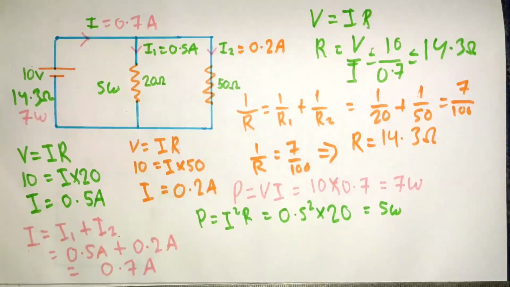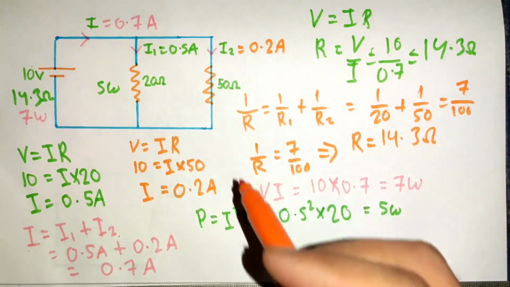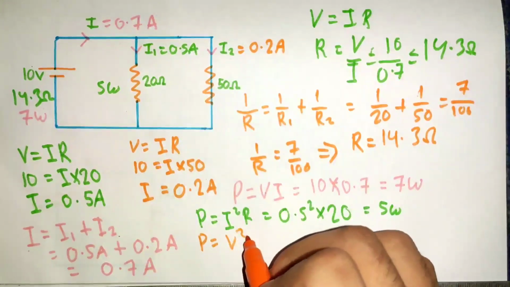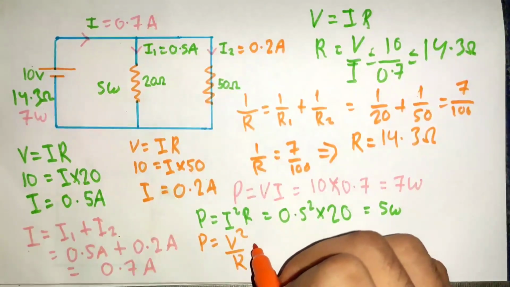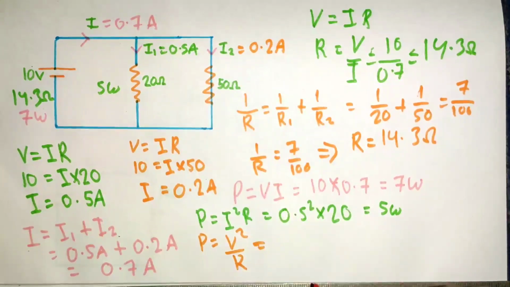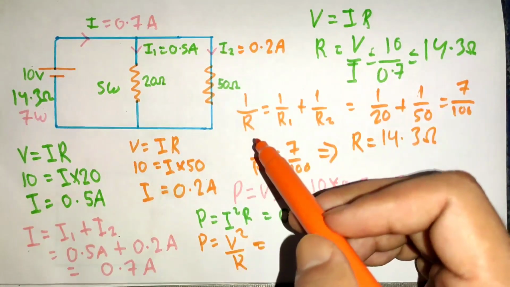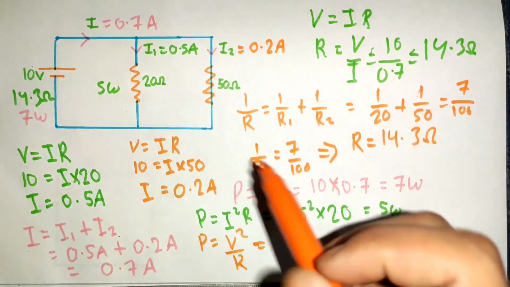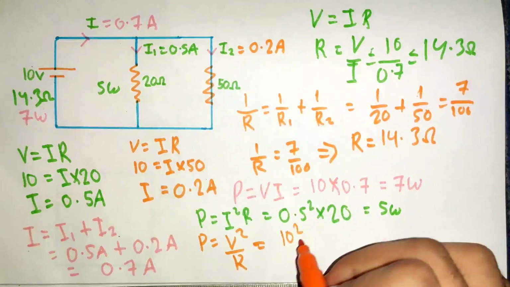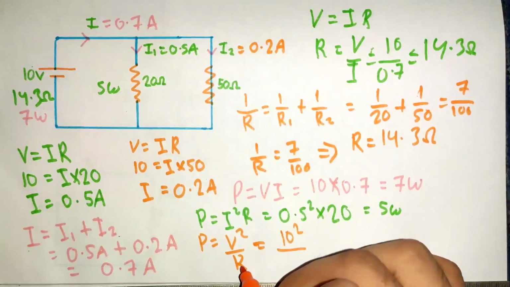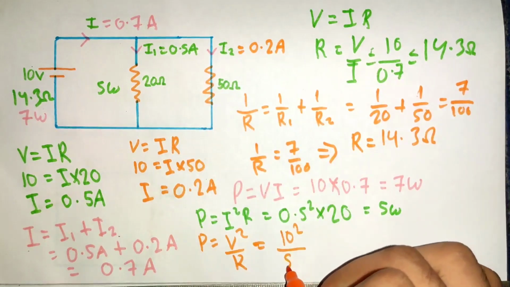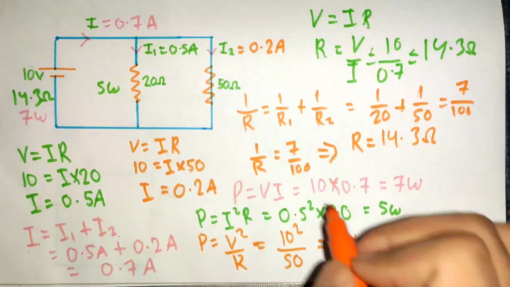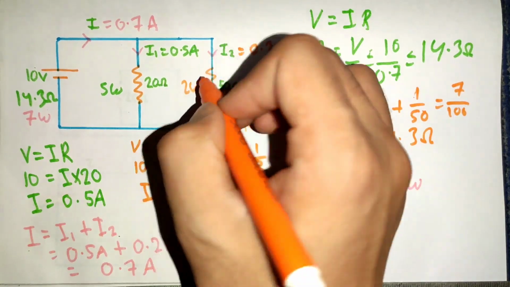At last, let's do power calculation for 50 ohm resistor. P equals to V square by R. We know that the potential difference across 50 ohm resistor is 10 volt. So 10 square by 50 equals to 2 watt.